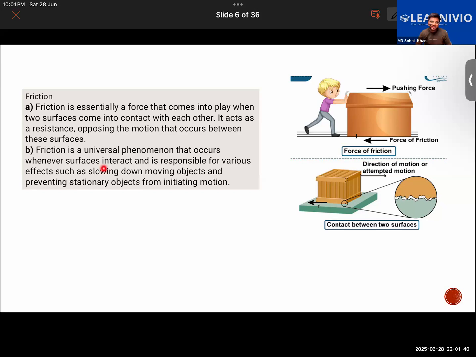So the second paragraph here is very important. The first one is easy, which we have been discussing for a while. In the second paragraph, first it's being said that friction is a universal phenomenon. What does it mean? That it can be felt and observed everywhere, whenever two or more surfaces interact. Outside the Earth also, yes.